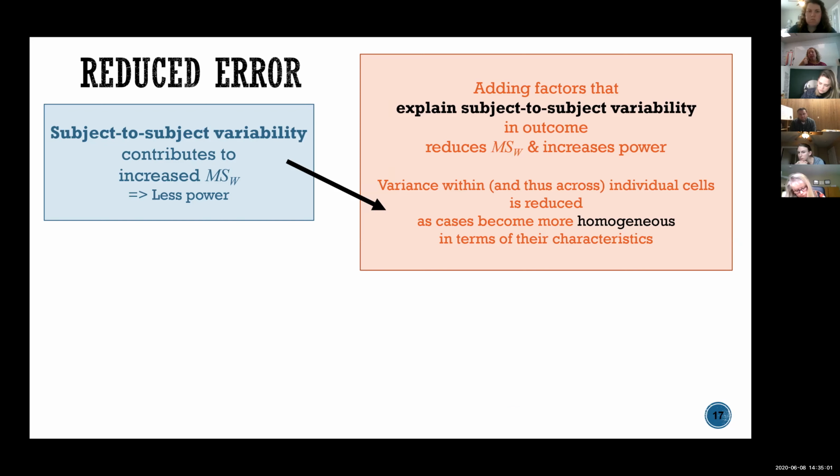So if there's a factor that explains some subject to subject variability, including that in the model increases our power by decreasing our mean squared error. So we want to include in our models things that explain variance. So this teacher could have done a one-way ANOVA, or even a t-test looking at the two teaching methods, right?